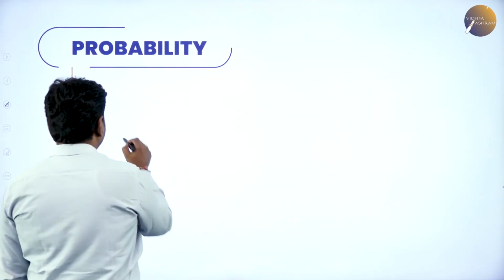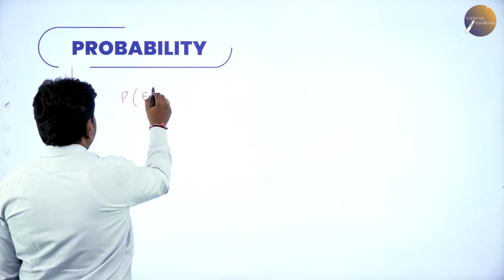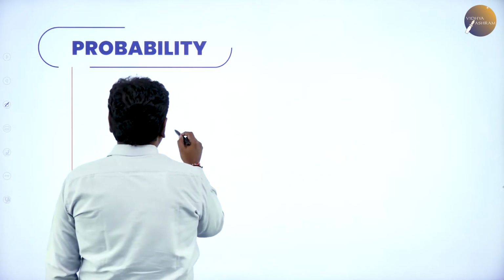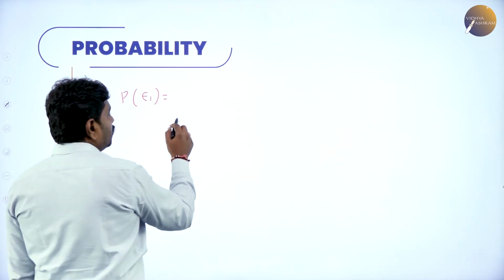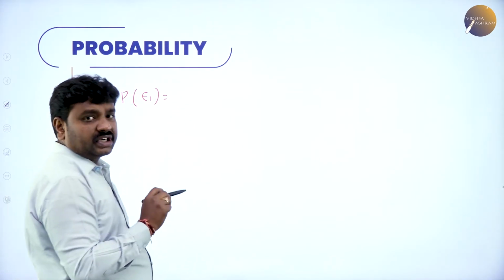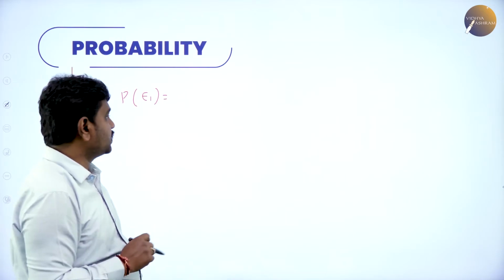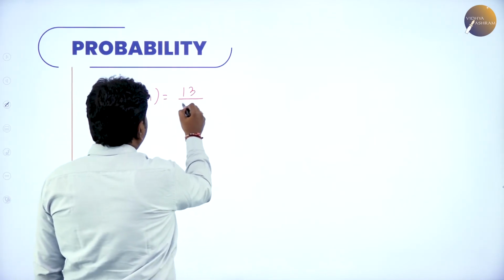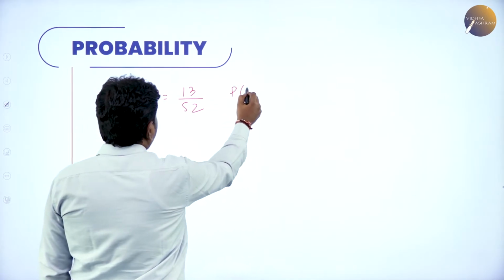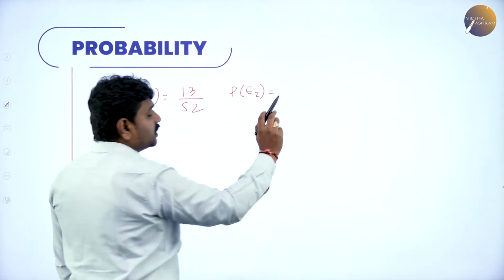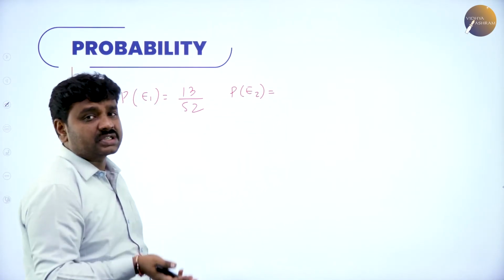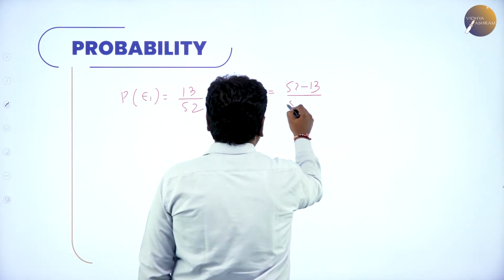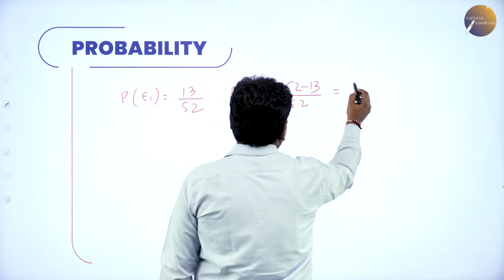Whatever is given, you write it. P of E1 means probability of last card is diamond. Last card is diamond means what? So out of 13 diamonds, 1 card is lost. What is the probability of last card is diamond? 13 out of 52. And P of E2, last card is not a diamond means the card should be lost from the remaining cards. So remaining means what? 52 minus 13 divided by 52. That is 39 by 52.